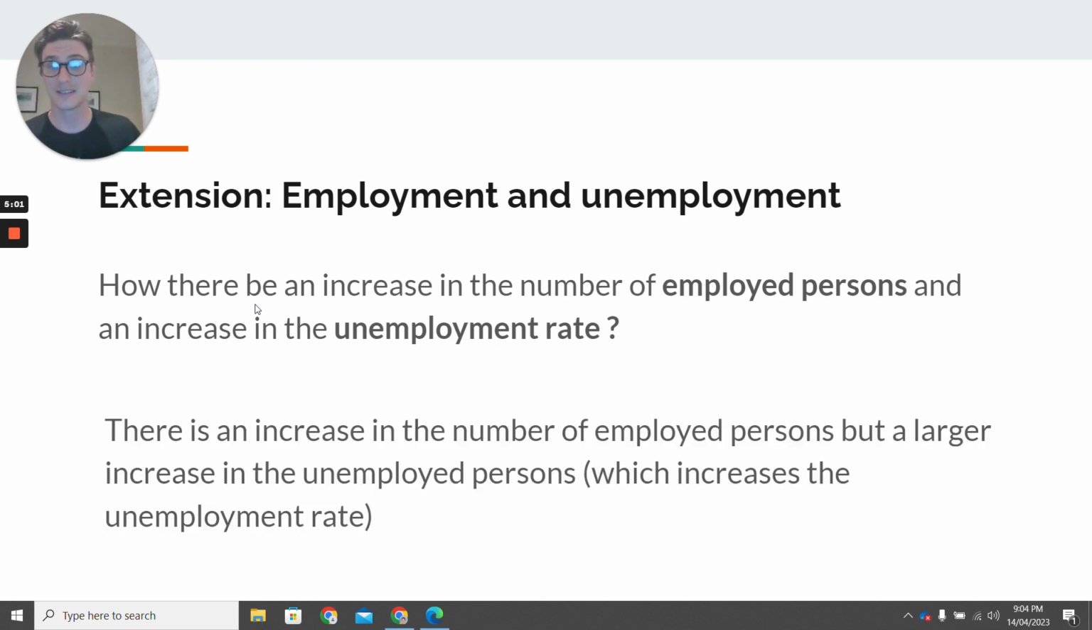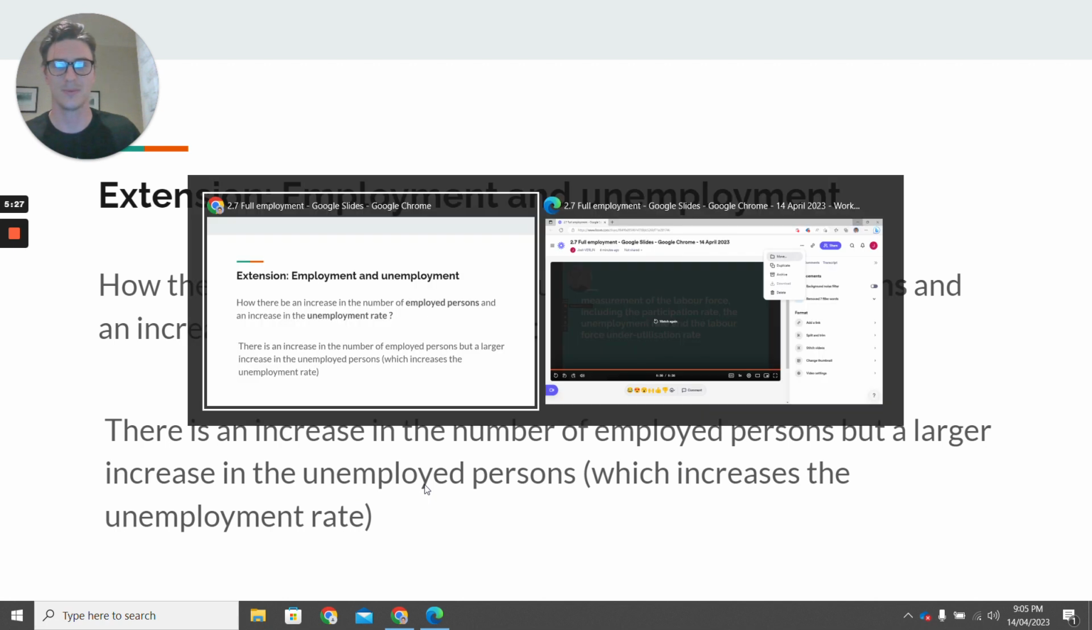The answer is that there would be an increase in the number of employed persons, so it might go from 95 to 100, but there would be a larger increase in the number of unemployed persons. So it might go from 5 to 10. And when we calculate it as a percentage, we find that yes, there are more employed persons in the economy, but the unemployment rate has actually gone up, which is weird.